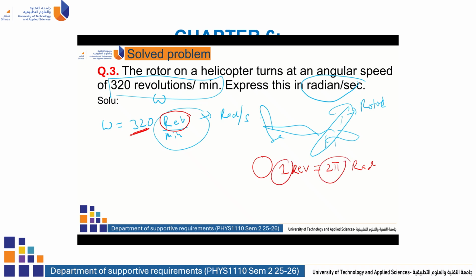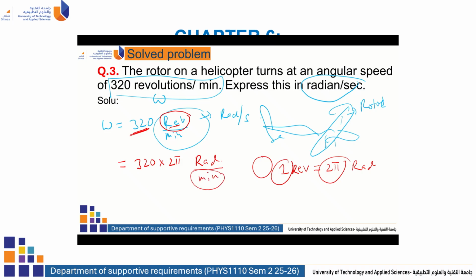So 320 how much? Like that many times. If I change only this right now, this will be 320 multiplied by 2 pi. So what did I change? I changed this to radian. This is radian over minute, but now I need to change this minute also.